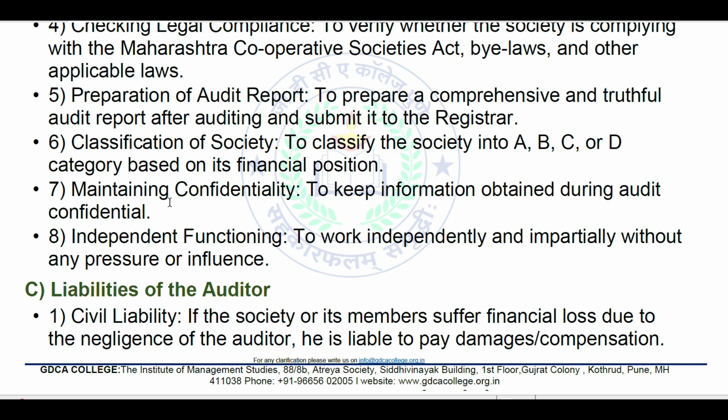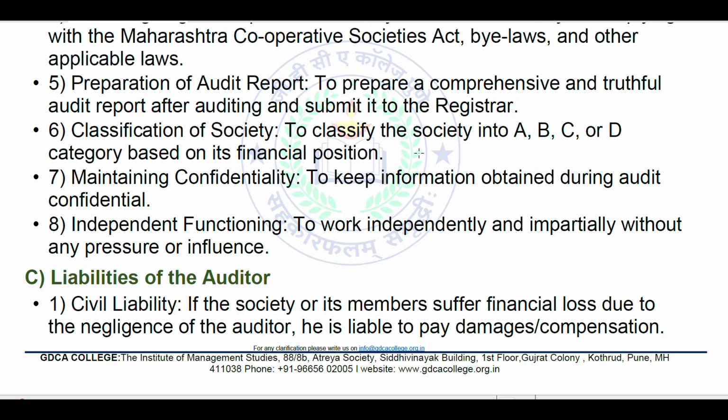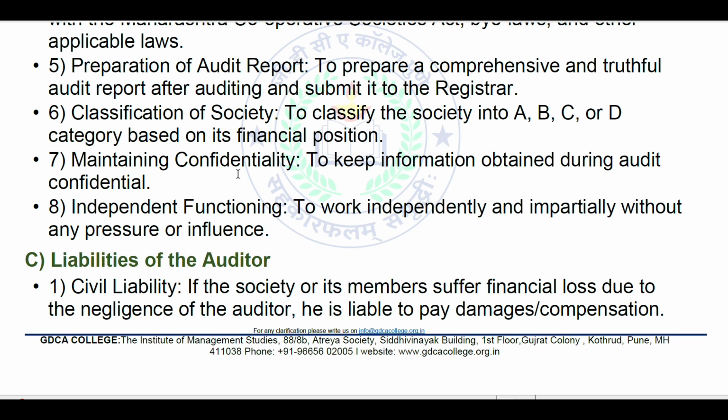Number 6, classification of society, to classify the society into A, B, C, D category based on their financial positions. Maintaining confidentiality, to keep information obtained during the audit confidential. Number 8, independent functioning, to work independently without any pressure or influence, you can say. So no auditor must work independently.